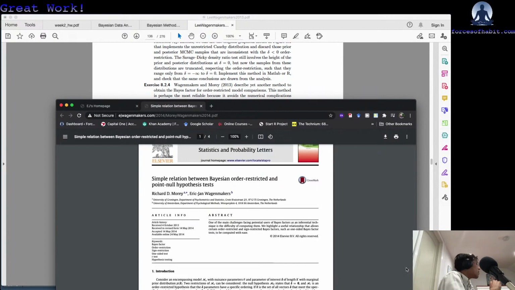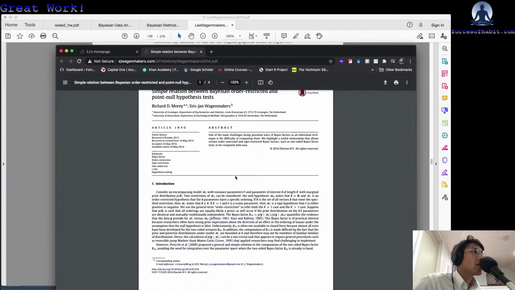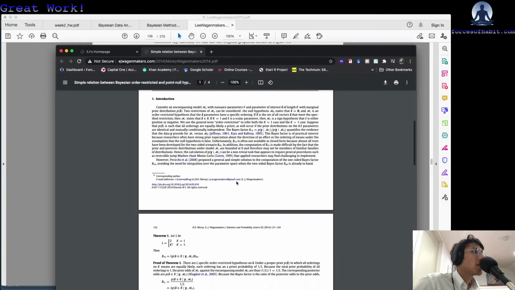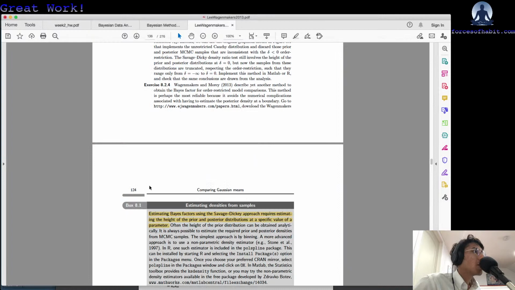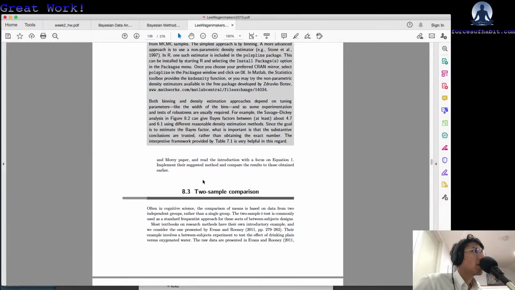So we're highlighting how we can compute these relationships easily for order restricted tests. And it wants me to focus. The question specifically says most reliable and avoids numerical complications associated with having to estimate posterior densities at the boundary. So go here. Read the introduction, focus on implementing their suggested method, compare the results. Let's see what they say.